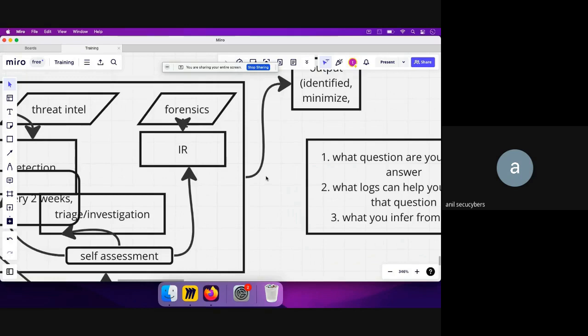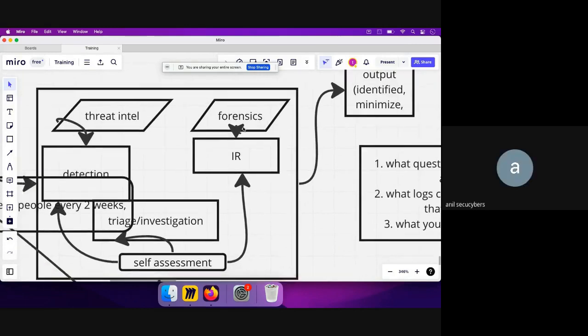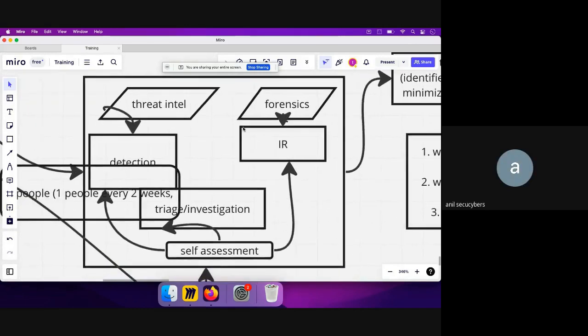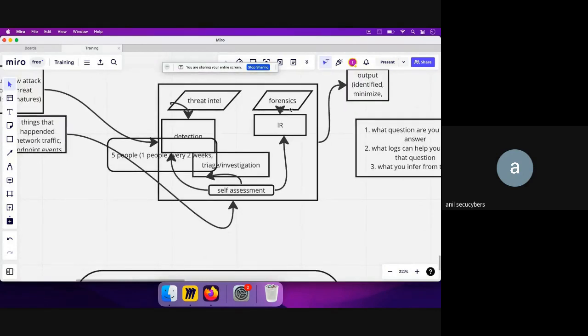Okay. So is there any other question on this forensics part? No, sir, it is clear. Okay. So guys, any other question before I proceed further? Threat intel is done, forensics is done.